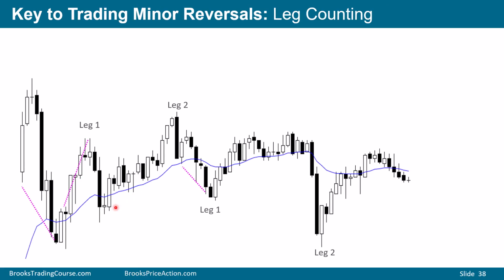Keys to trading minor reversals. You have to understand leg counting. Leg counting is critical when you're in a trading range, and it's the reason that I just explained earlier. When the moving average is flat and you know you're in a trading range, everything becomes minor. What that means is, if there's no major force or major trend on the chart, there's a greater risk that you're going to see a reversal.